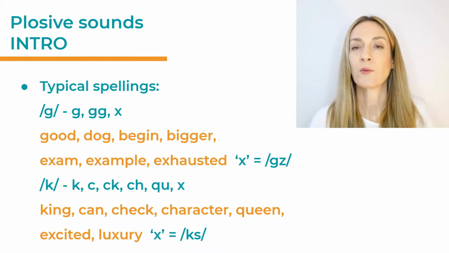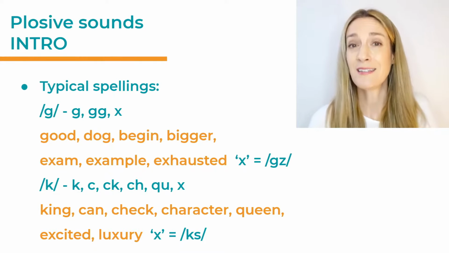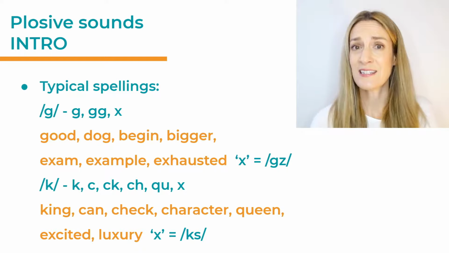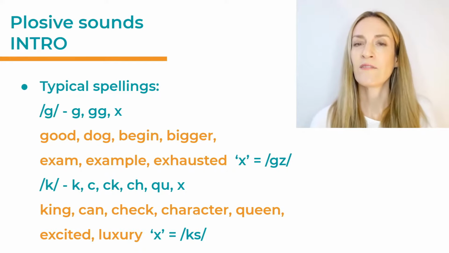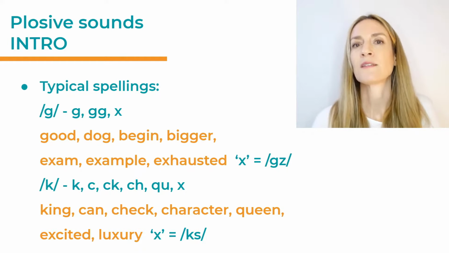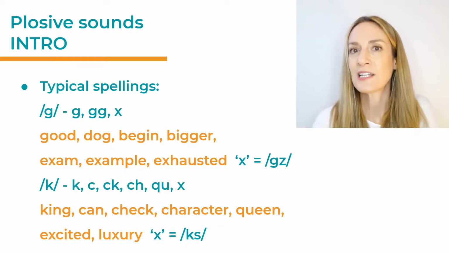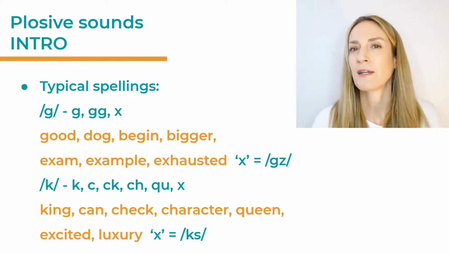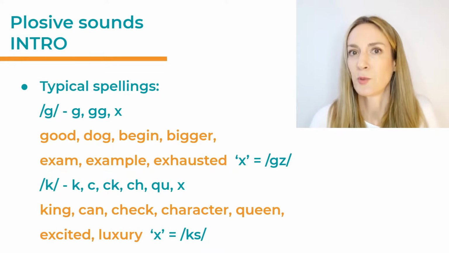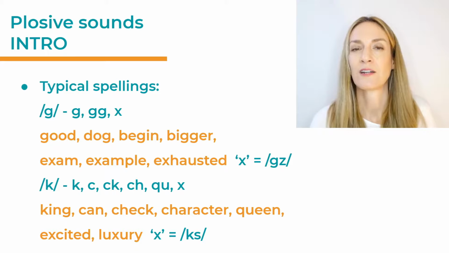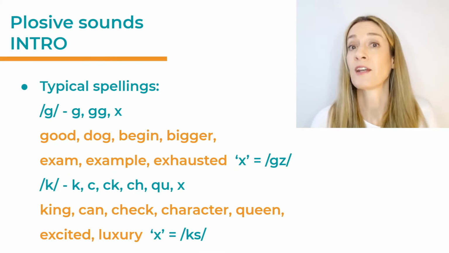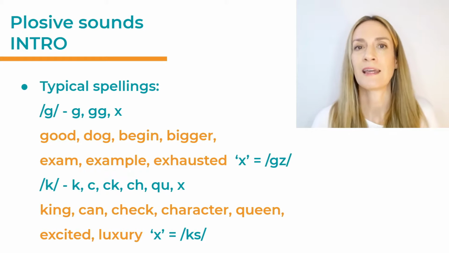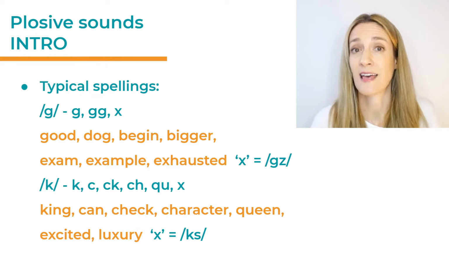And then we also have the word character. So here ch is a k sound. However, that only really happens in words that were originally taken from Greek. So that is not really happening in pure English words. So for example, character, chronological, those are words that were originally from another language. We took them, and here the ch is a k sound.